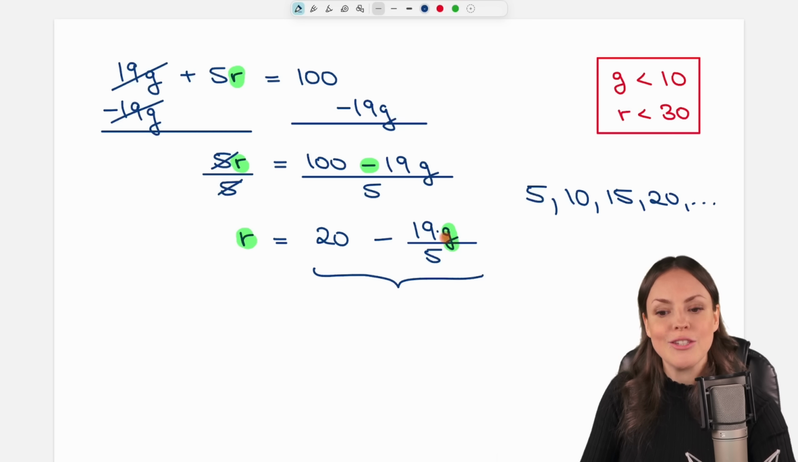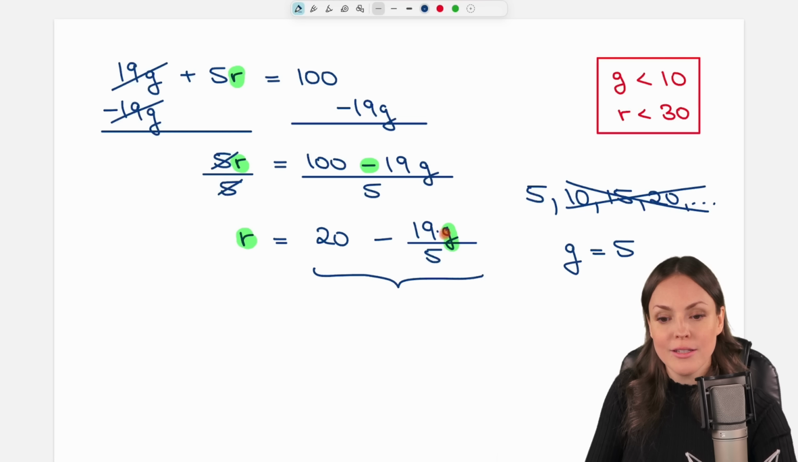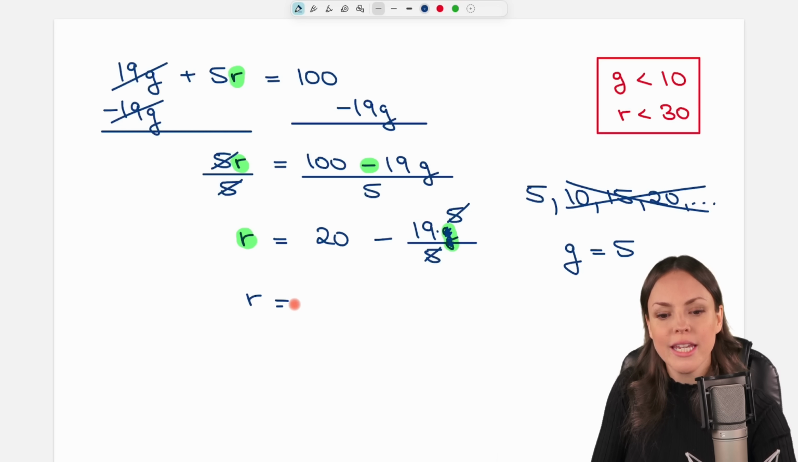So the question is, is G 5 or 10 or 15? What is it? Well, we did some work already. We know that G is less than 10. So all these other numbers are not possible for G. G has to be 5. So we just found our G. He buys 5 goats. And if we know that it is 5 goats, we can insert the 5 here. This cancels out. And for our rabbits, we get 20 minus 19, which equals 1. He buys 1 rabbit, 5 goats.